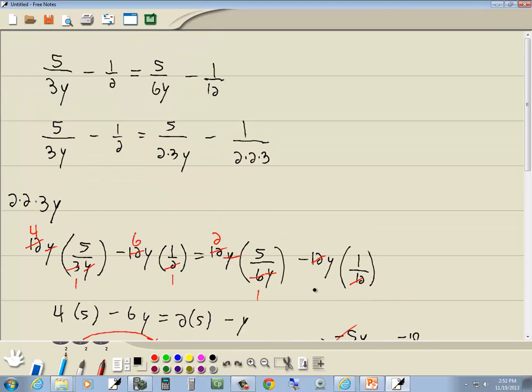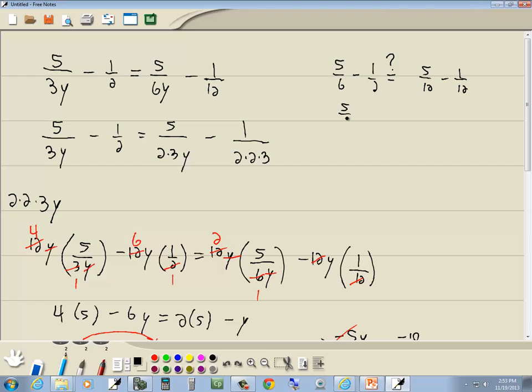Now we could check that if we want to. Put 2 in here. I'm doing it just because I'm a little bit tired and I want to make sure I didn't screw up. Put 2 here. 3 times 2 is 6. So that gives us 5 sixths minus 1/2. And we're wondering if it's equal to that. So if I put 2 over here, I get 6 times 2 is 12, so that's 5 twelfths minus 1/12.